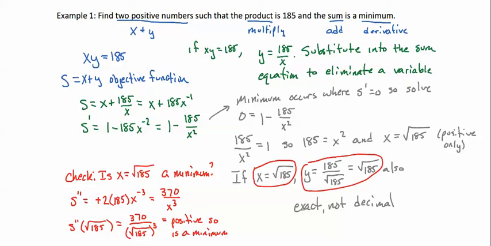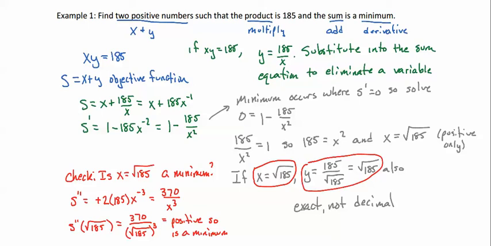Now, a minimum occurs where the derivative is equal to 0. If I solve where the derivative is equal to 0, then x squared is equal to 185, or x is equal to the square root of 185. Remember, we're looking at positive values only, so I only take the positive square root. If x is the square root of 185, and x times y equals 185, I know that y must also be the square root of 185.